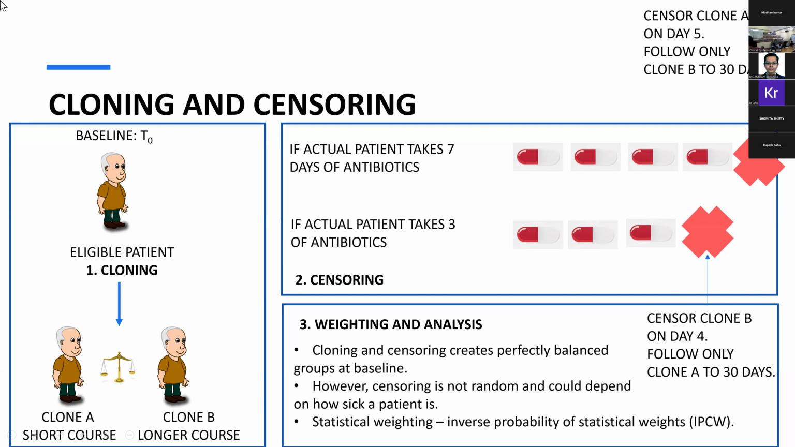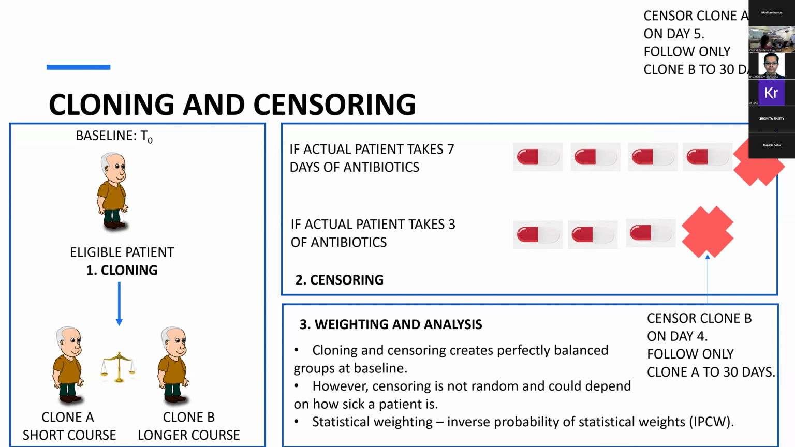So you do statistical weighting, which is called inverse probability of statistical weights. So you do this thing where clone A has less chance of continuing in the study, right? I'm just giving a very basic explanation. So you say that there is only a 10% chance that clone A will continue in the study. There is a 90% chance that clone B will continue. So you make 9 more clone A's to account for the lesser chance that clone A has to continue in the study. This is a very rudimentary explanation of IPCW.